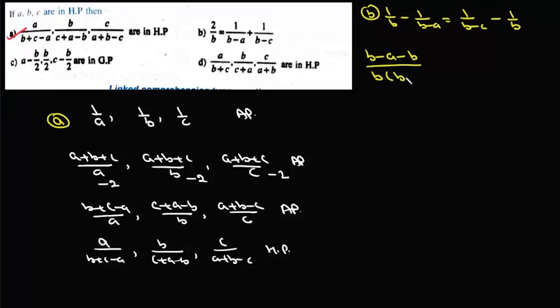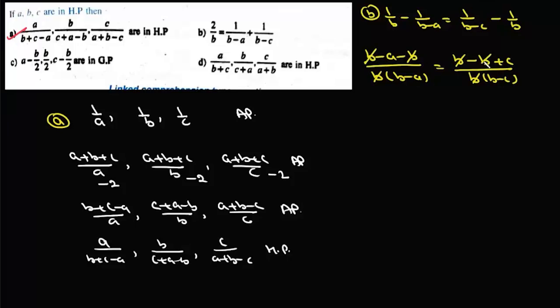If we look at option B and simplify it, we can write 1 upon B minus 1 upon B minus A is equal to 1 upon B minus C minus 1 upon B. So it will be B minus A minus B upon B into B minus A, and this is B minus B plus C upon B into B minus C. Now this B and B will cancel.